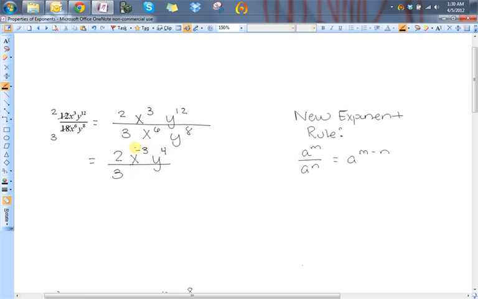Now we have to deal with this negative exponent. The negative exponent rules say if you have a negative exponent in a numerator, then you need to bring it down to the denominator. So we have x to the 3rd down here, and y to the 4th.